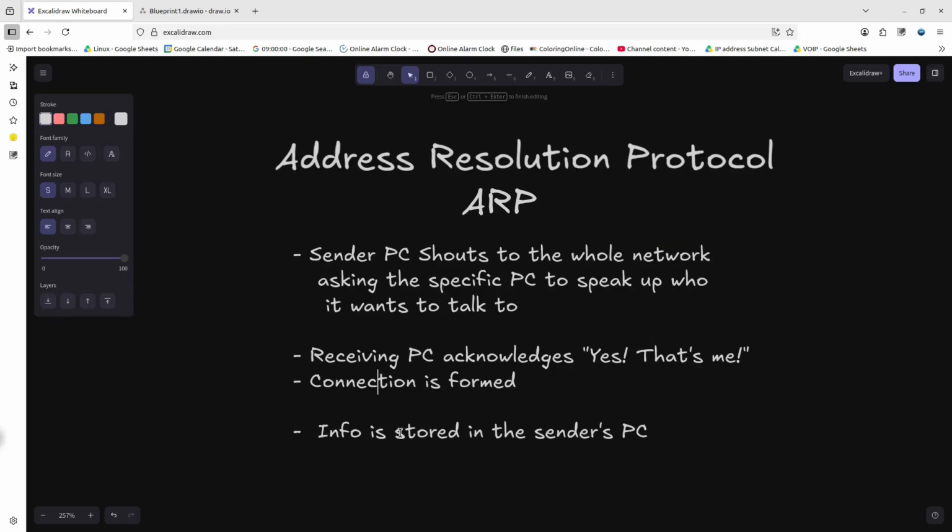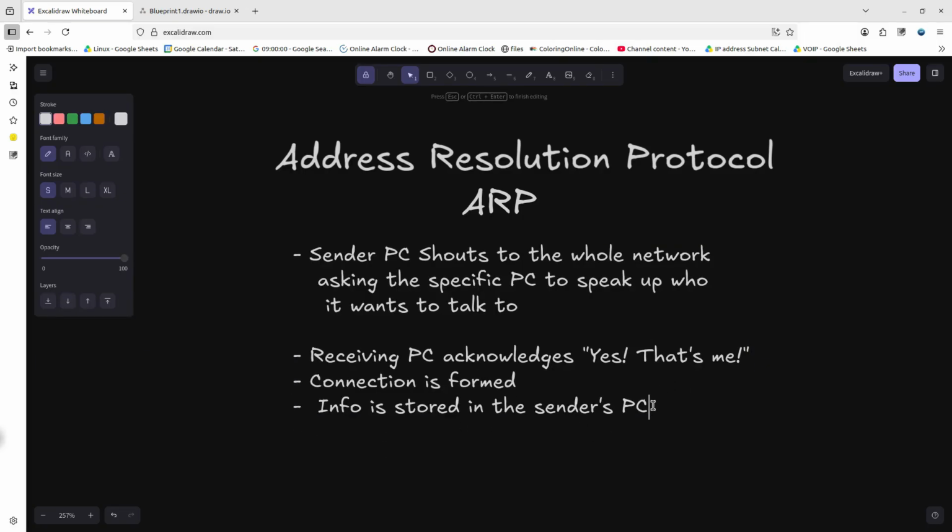After that, a connection is formed, and the information is stored in the sender's PC operating system cache. Okay, again, another word to familiarize with. PC is personal computer, OS is operating system, and cache is the temporary storage mechanism, okay? Please familiarize yourself with these terms because we are going to come across them a lot, and you should not look at the terms and be confused, like, what is she talking about? So this is, in a nutshell, how this works. Nothing as complex, and little concepts we'll keep building up.